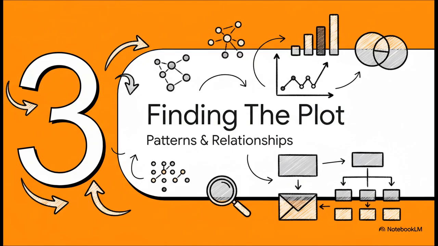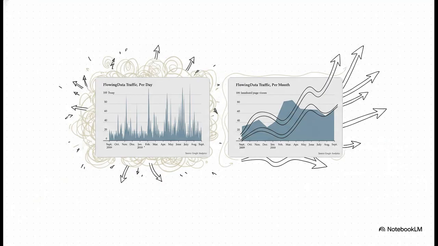Okay, so we know the why. Let's get into the how. Before you can tell a story, you've got to find the plot. That means exploring your data and looking for 2 key things: patterns and relationships. And finding patterns often just depends on your perspective. On the left, daily website traffic looks totally chaotic, right? Super noisy. But when you zoom out and look at the exact same data on a monthly basis, like on the right, a smoother, much clearer long-term trend just pops out. Both views are true, they're just telling different parts of the story.